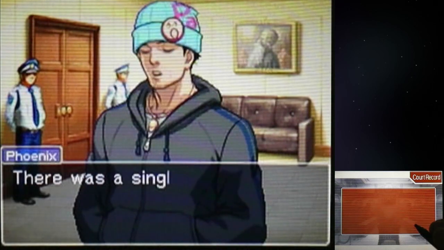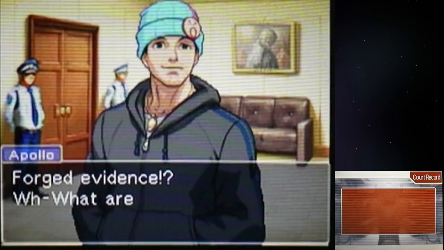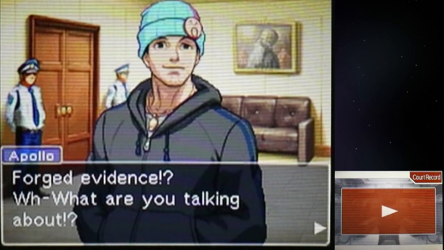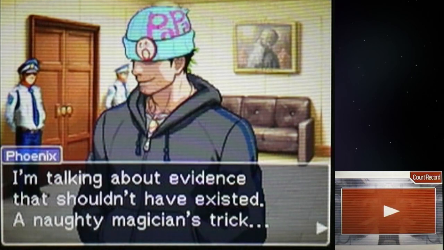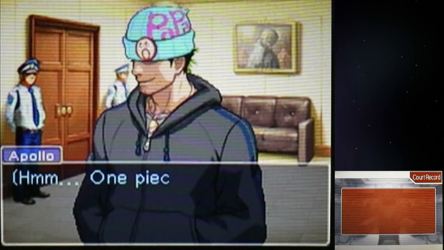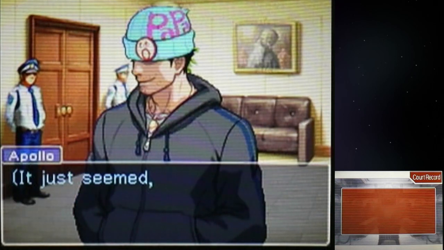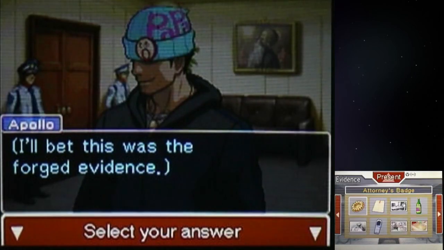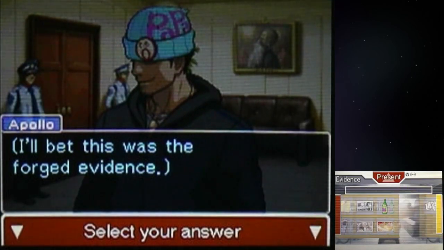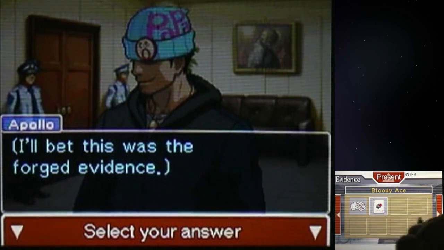Didn't you notice in today's trial? There was a single piece of forged evidence. Forged evidence? What are you talking about? I'm talking about evidence that shouldn't have existed. And not a magician's trick. One piece of evidence struck me as odd, it's true. It just seemed, well, too perfect. I'll bet this was the forged evidence. The card. Right, it has to be the card.